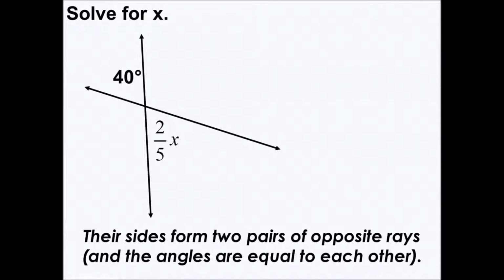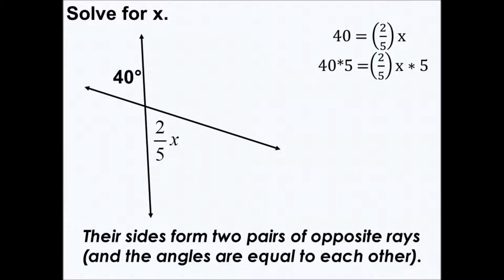Notice that for the two angles, their sides form two pairs of opposite rays. Thus, the angles are equal to each other by definition of vertical angles. So to set up the equation and solve for x, we would write 40 equals 2 divided by 5 times x. The first step is to multiply both sides by 5. 40 times 5 gives us 200. 2x divided by 5 times 5 just leaves us with 2x.